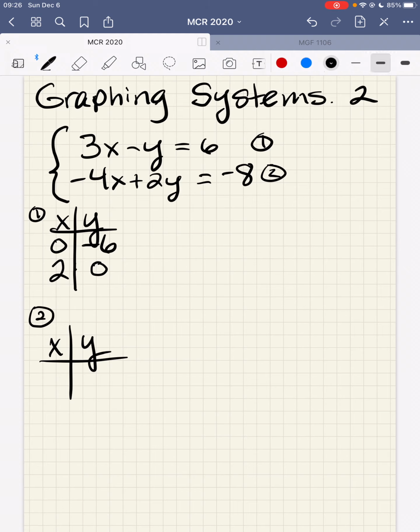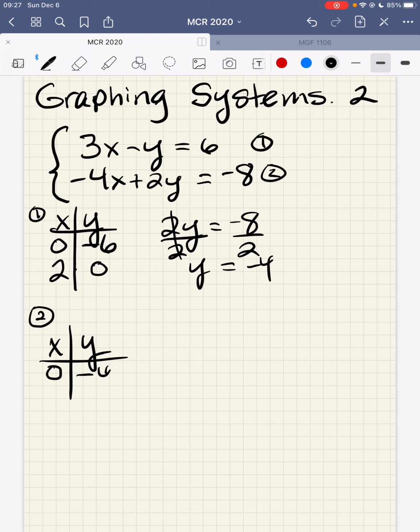All right, so I am also going to use intercepts. This looks like it might work out real nice. So I'm going to start off with x is equal to 0. If x is equal to 0, this disappears, right, and leaves me with 2y is equal to negative 8. If I divide by positive 2, y is equal to negative 4. Then I have my first point.